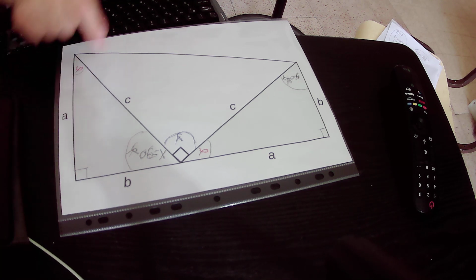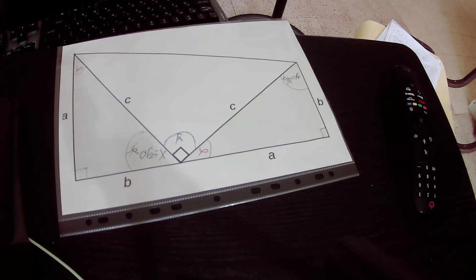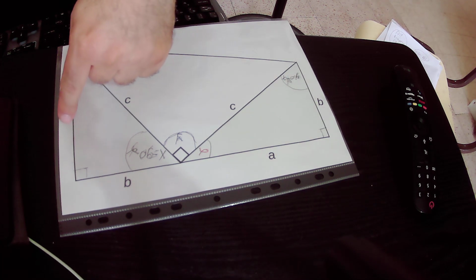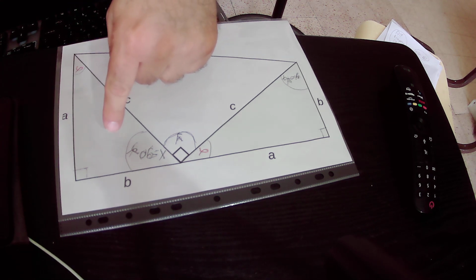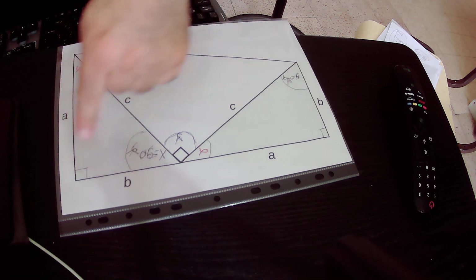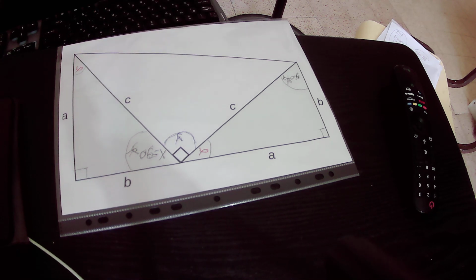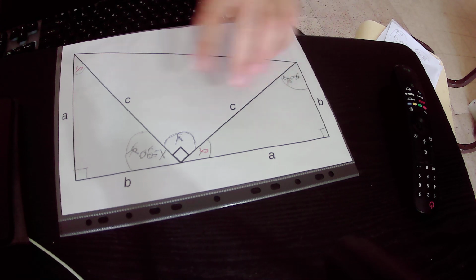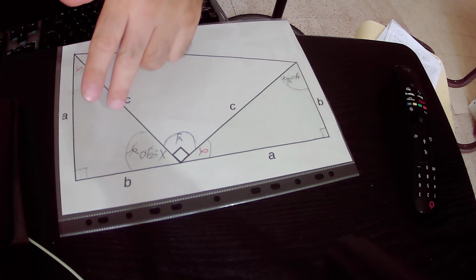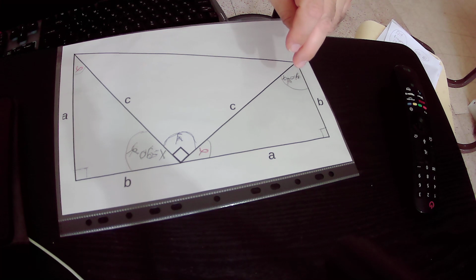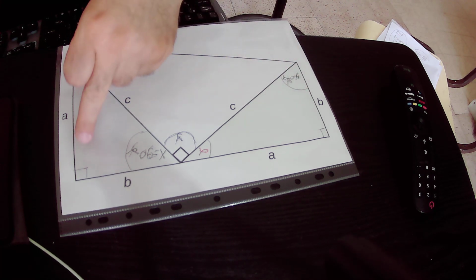We made a perpendicular line that is the size of A, perpendicular to B, and for that reason this angle is 90 degrees. So we have two triangles that are equal in two sides, A equals A, B equals B, and the angle between them is also equal. This is 90 degrees and this is also 90 degrees.